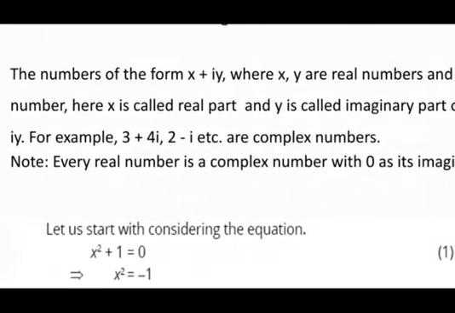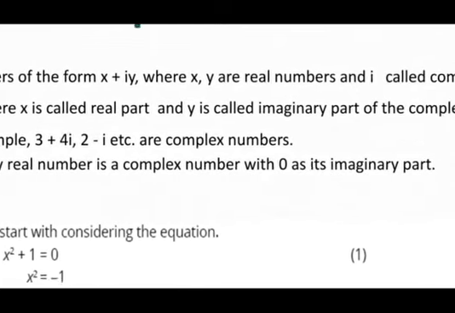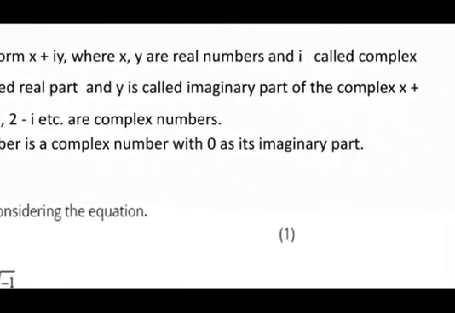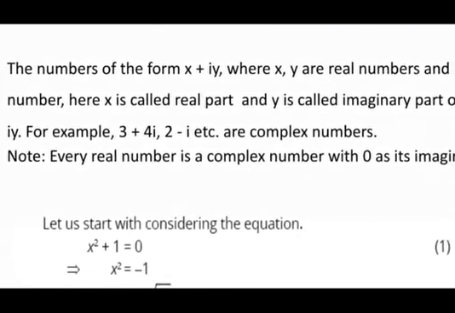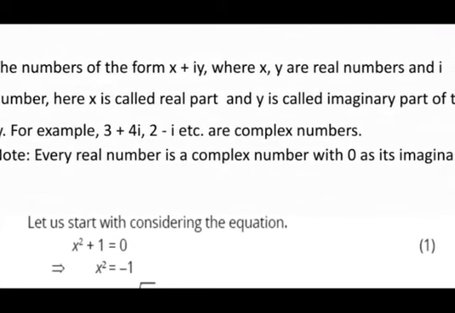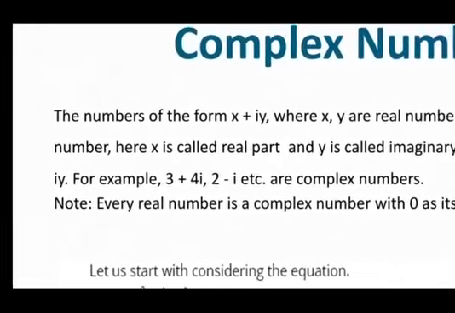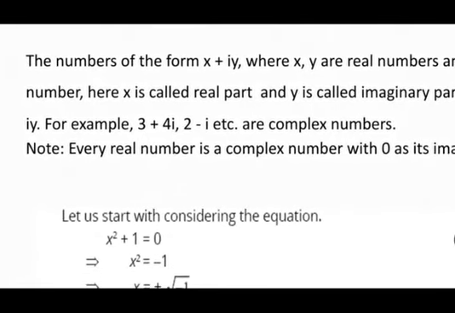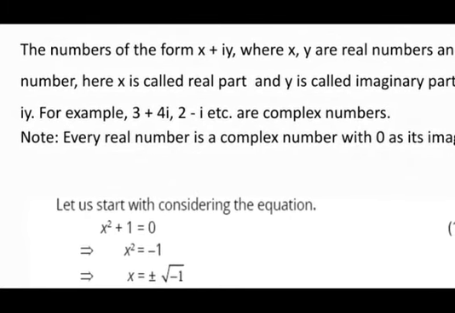The number of the form x plus iota y, where x and y are real numbers, is called a complex number. Here x is called the real part and y is called the imaginary part of the complex number x plus iota y. For example, 3 plus 4 iota: 3 is real and 4 is imaginary. In 2 minus iota, 2 is real and minus 1 is imaginary.